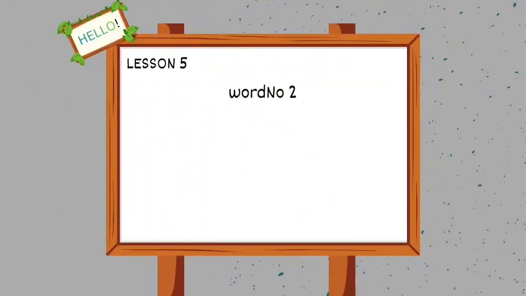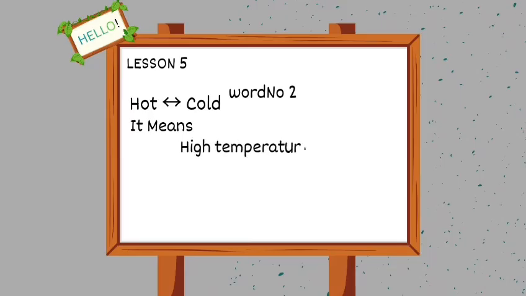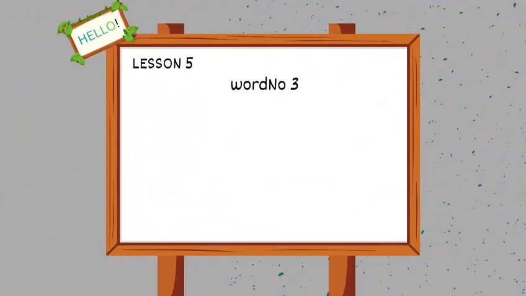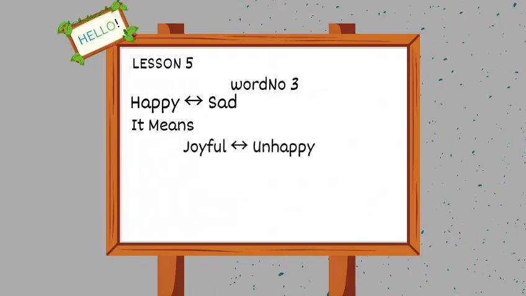Word number 2. Hot, cold. It means high temperature, low temperature. For example, tea is hot, ice cream is cold. Word number 3. Happy, sad. It means joyful or unhappy. For example, she is happy, he is sad.